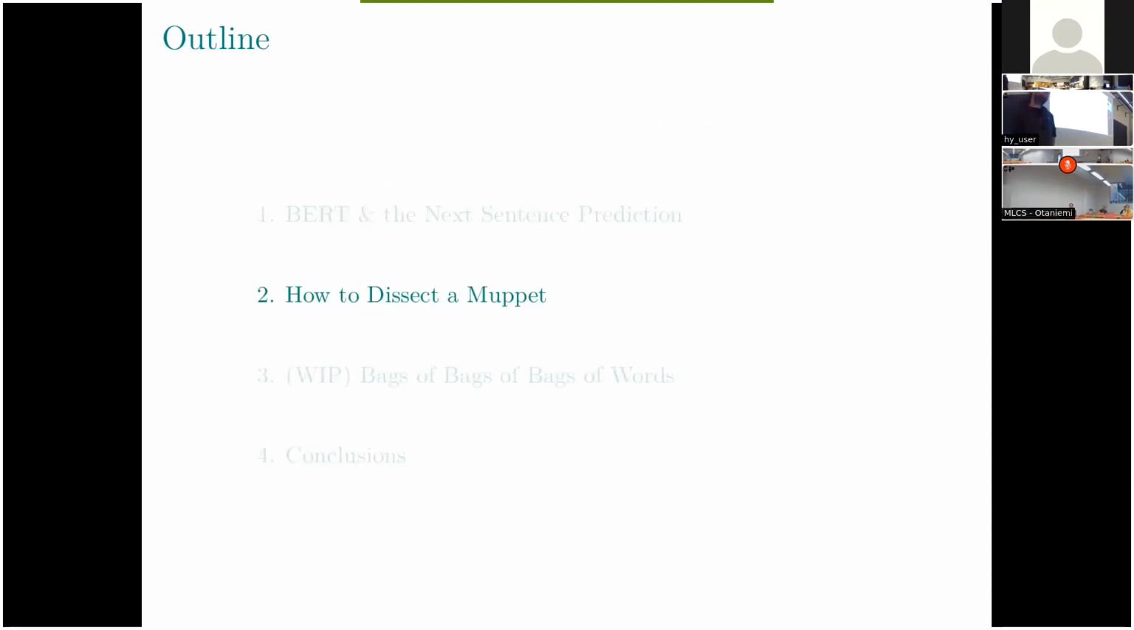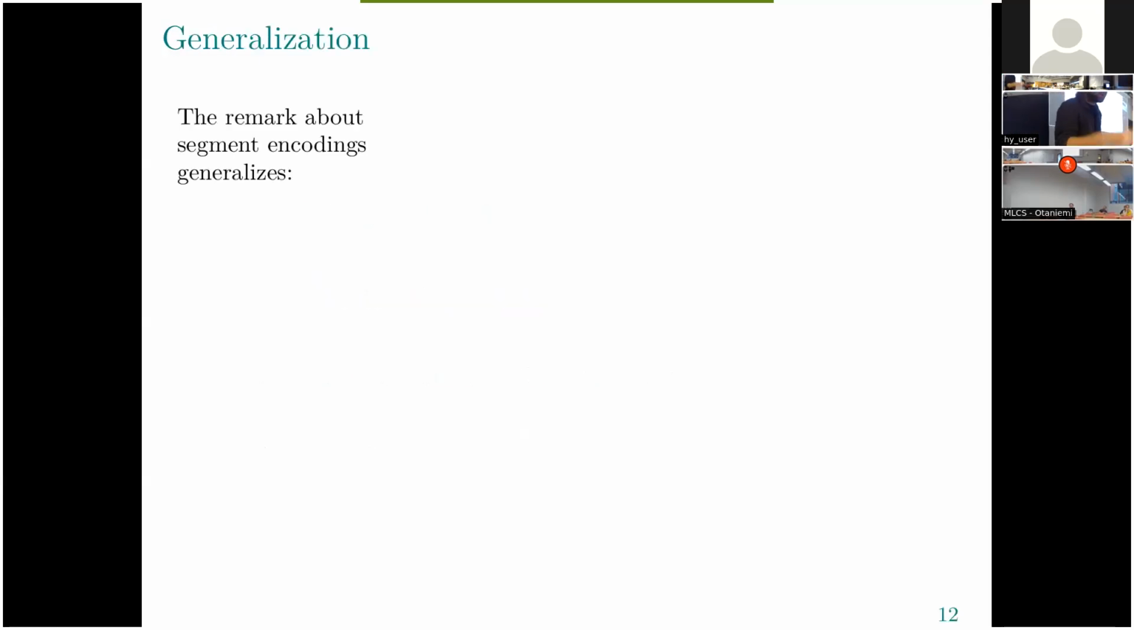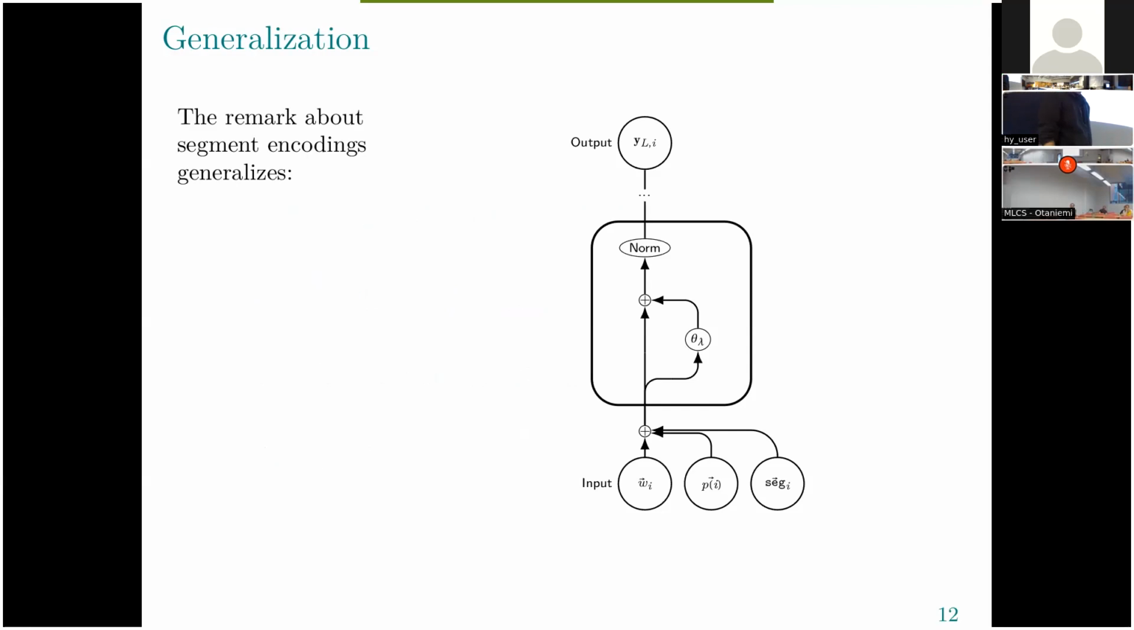So now that I've made this fact clear, let's see if we can be a bit more thorough about what we can say regarding it. The remark about segment encoding, the fact that it's going to appear in the output embedding space somehow, is something we can generalize in greater detail. As I highlighted, we have this root here, and you could probably make the same case about positional encoding and word embeddings and so on.